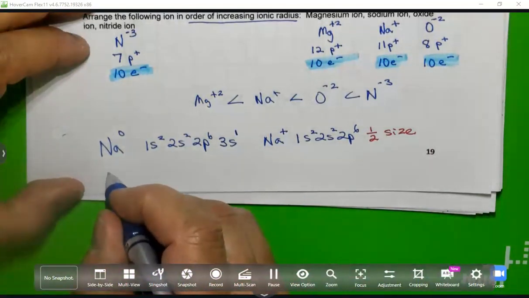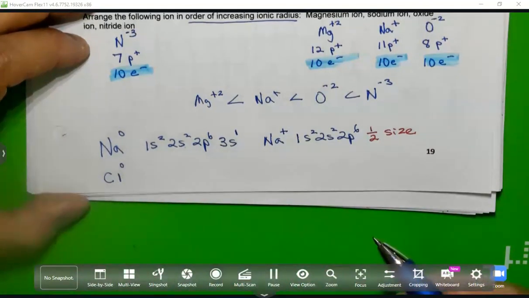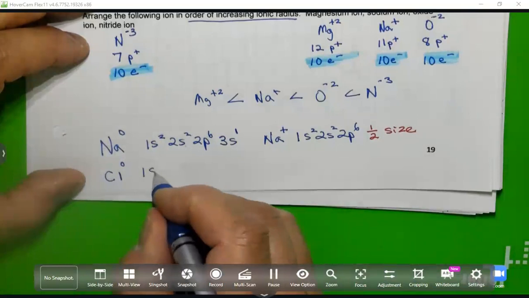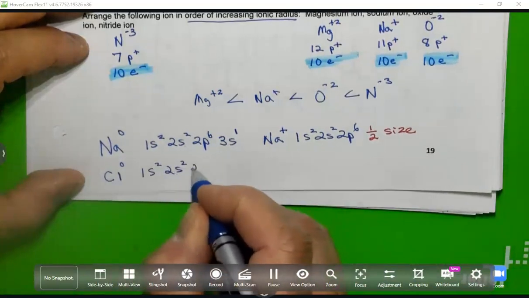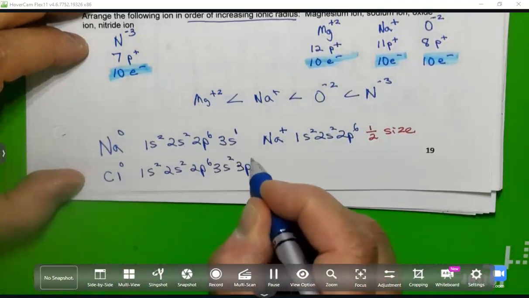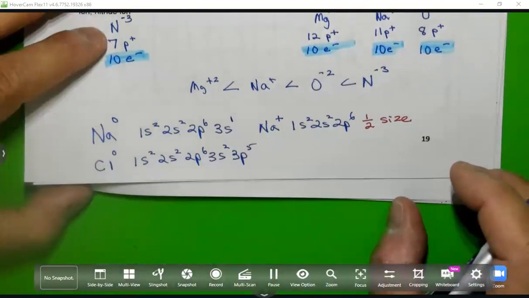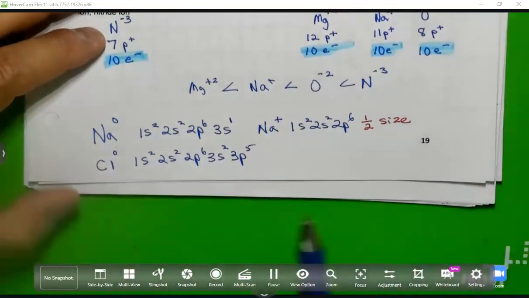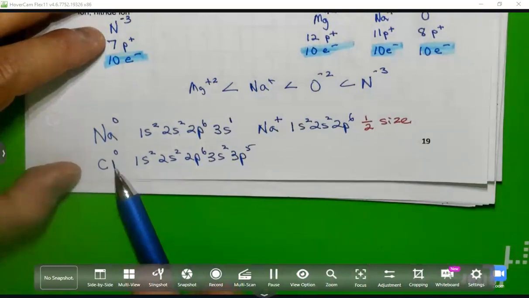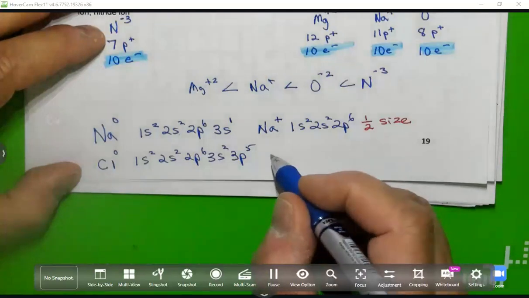If I take a negative ion, let's take chlorine with a 0 charge: 1s2, 2s2, 2p6, 3s2, 3p5. If I wrote out the electron configuration notation of neutral chlorine atom, nothing new there, correct? Nothing new. How do I make a chloride ion?